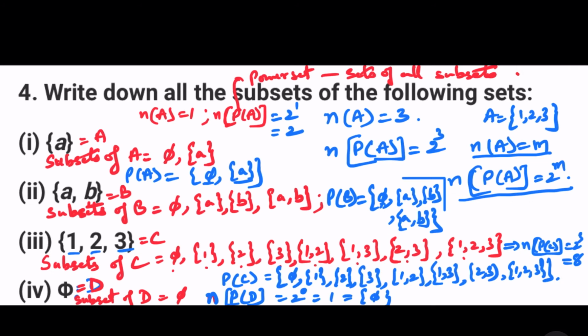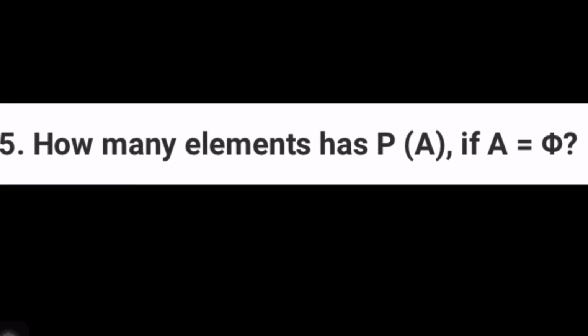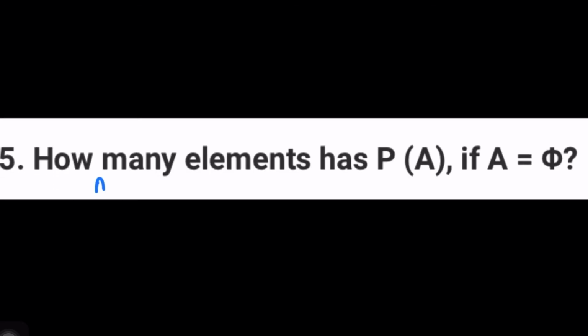We have seen here even what is the power set also. Next question is also about that. Now in this question what is given is how many elements has P of A if A is equal to phi. So now here A is equal to phi means, what does this mean? A consists of how many elements? It is empty. Since it is empty, so number of elements of A is equal to 0, isn't it?